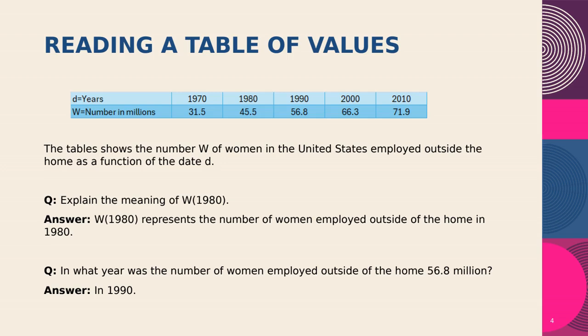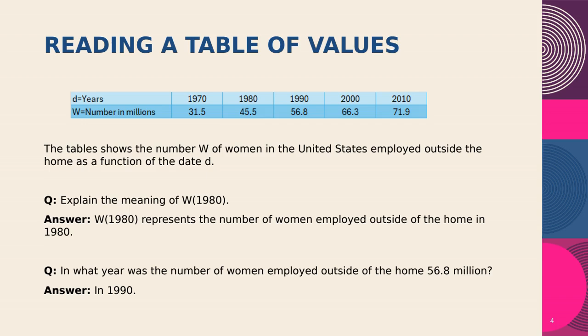Let's review one example and answer several questions. A given table shows the number W of women in the United States employed outside the home as a function of the date D. And the first question is, explain the meaning of W of 1980.